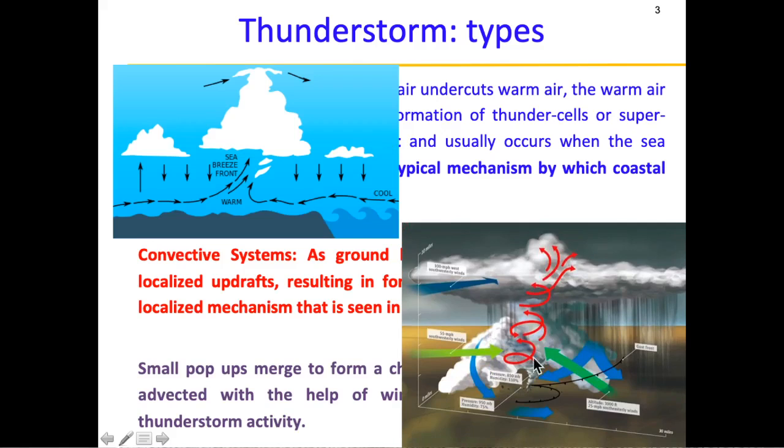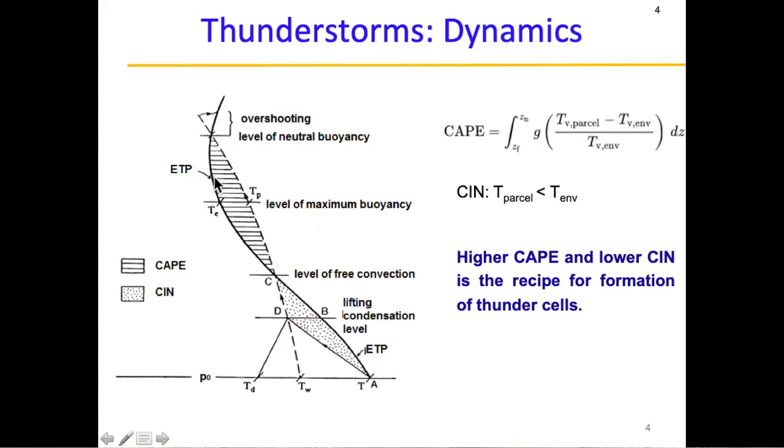Whereas this is the localized, where you have the strong heating which leads to a vortex kind of mechanism, and it leads to these tall cumulonimbus cloud formation. So you can see the difference in the mechanism by which coastal region get thunderstorms, and the mechanism by which your interior places get thunderstorms. It's because of this ground heating, whereas this is more like a frontal system. The dynamics is pretty much the same, whatever type of thunderstorm it may be.